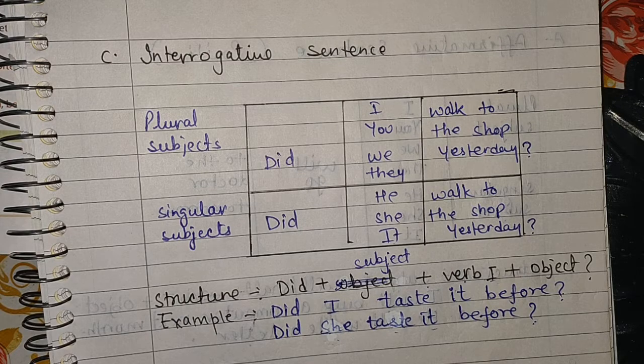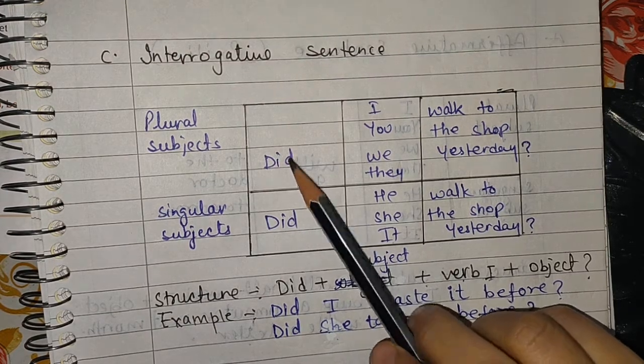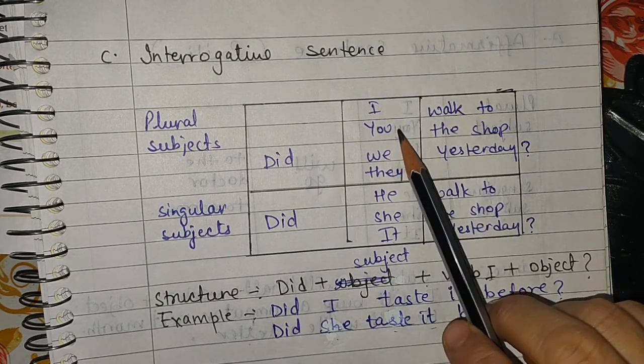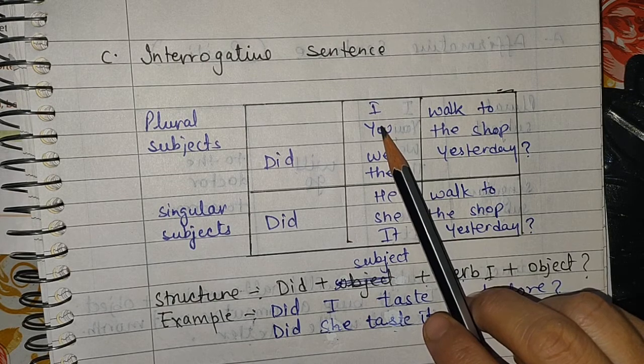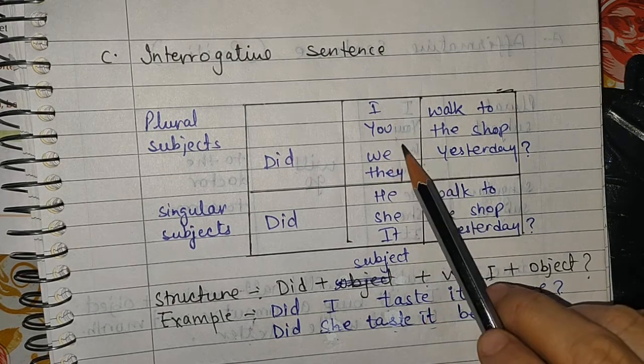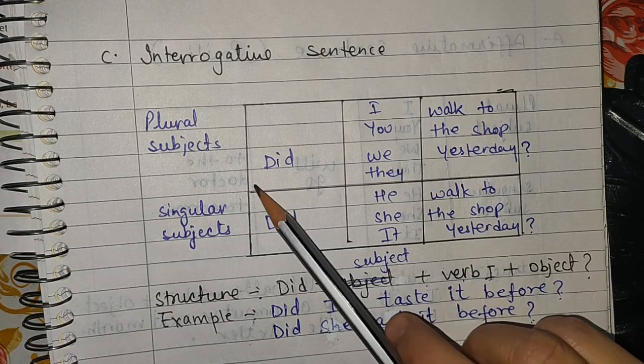All we have to do is we have to change the position of did and the subject. So in positive and in negative sentences, we always use a subject at the starting of the sentence, okay.